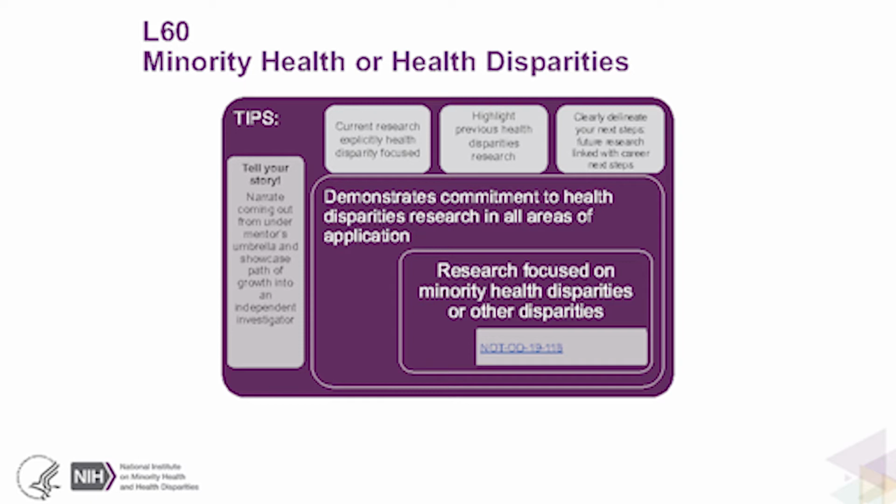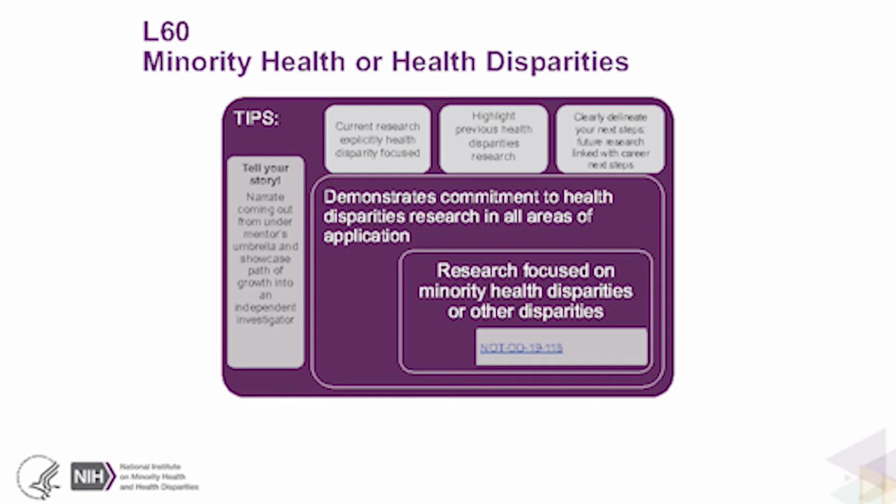So here are some tips to kind of guide your thinking about that. Your current research must explicitly be focused on health disparities. That is, why is it that some groups have different mortality rates or morbidity rates in different diseases than other racial, ethnic, or socioeconomic status groups? What is the mechanism behind that? What causes that? And what can be done about it? Interventions to address those things.